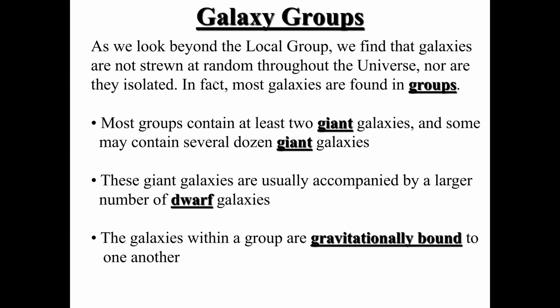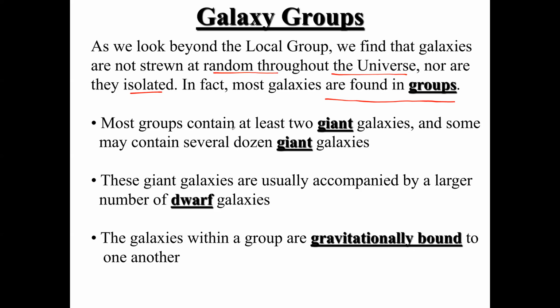Now, when we look at the universe, we find that galaxies are not at random throughout the universe. They are also not isolated. So what this means is galaxies are not distributed randomly, right? And most of these galaxies are found in groups. So there are several locations on the sky where you see groups of galaxies. So they are not isolated.